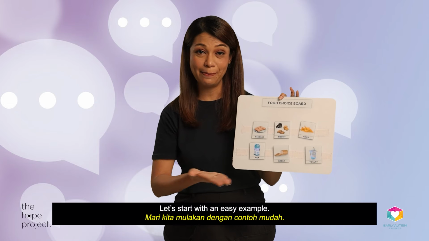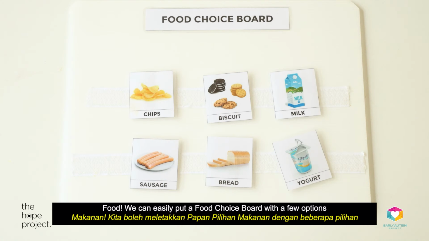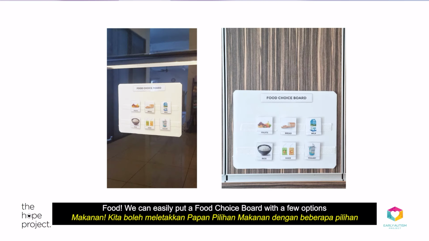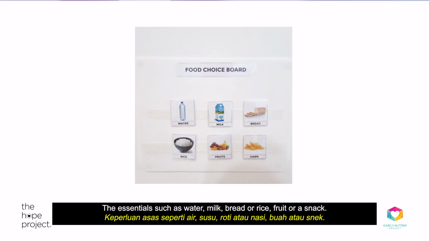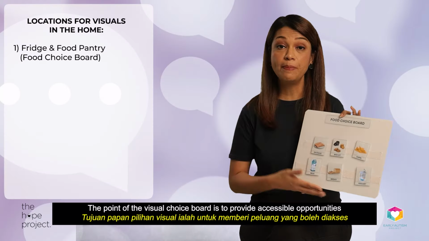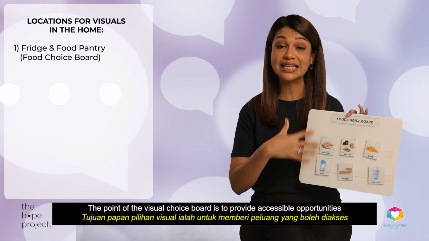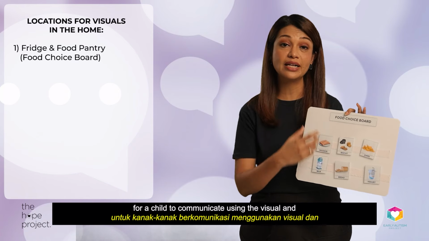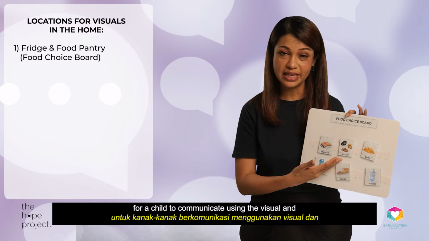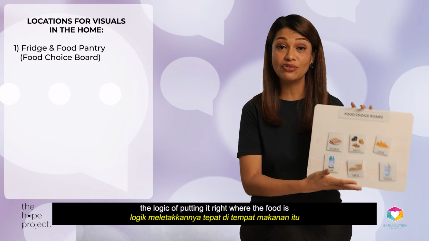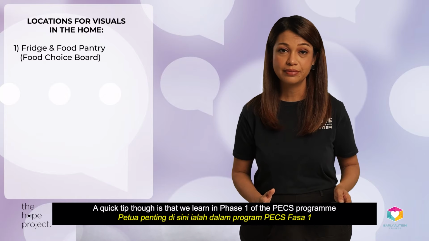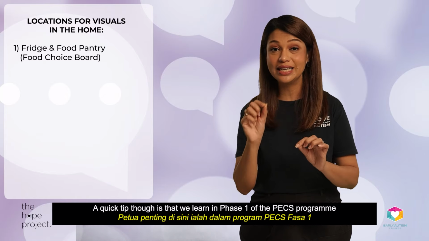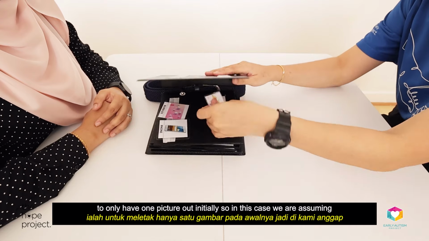Let's start with an easy example: food. We can easily put a food choice board with a few options of your child's favorite food on the fridge or pantry cupboard. The essentials such as water, milk, bread or rice, fruit or a snack. The point of the visual choice board is to provide accessible opportunities for a child to communicate using the visuals. And the logic of putting it right where the food is, is to make the association so much easier for your child.